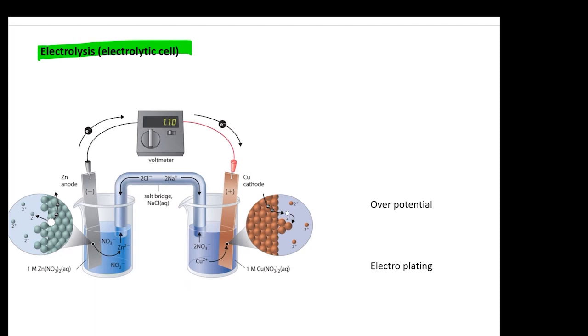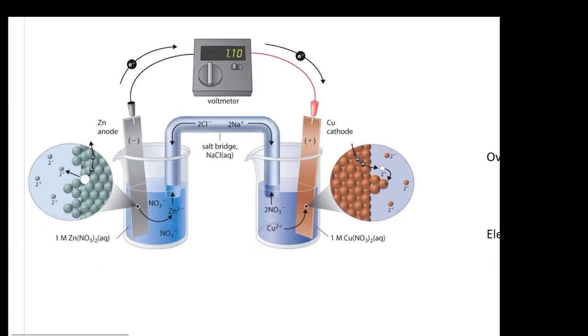Okay, so in order to understand electrolytic cells, we need to go back to the very early things that we learned in this chapter. In the very beginning of this chapter, we learned about the galvanic cell. On the slide, you can see this is a very standard galvanic cell.